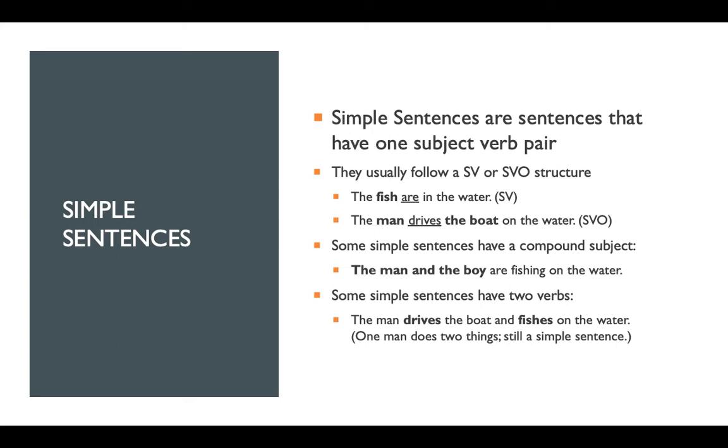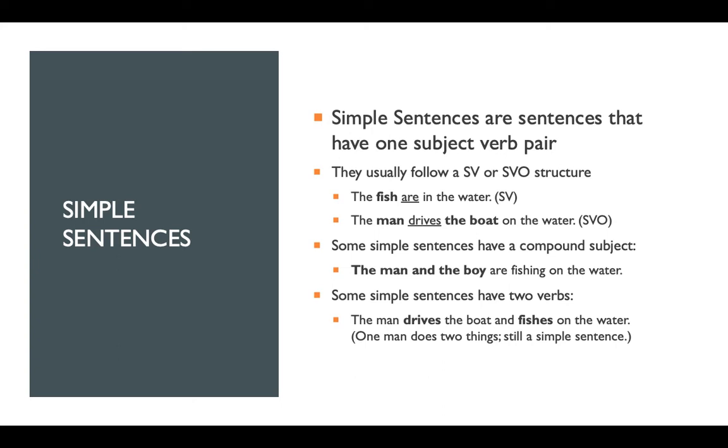Simple sentences are sentences that have one subject-verb pair. They are one complete thought or one independent clause. They usually follow a subject-verb or subject-verb-object structure. For example, the fish are in the water. You have subject fish, the verb are. Or the man drives the boat on the water. You have the subject, man, drives is the verb, the boat is the object.